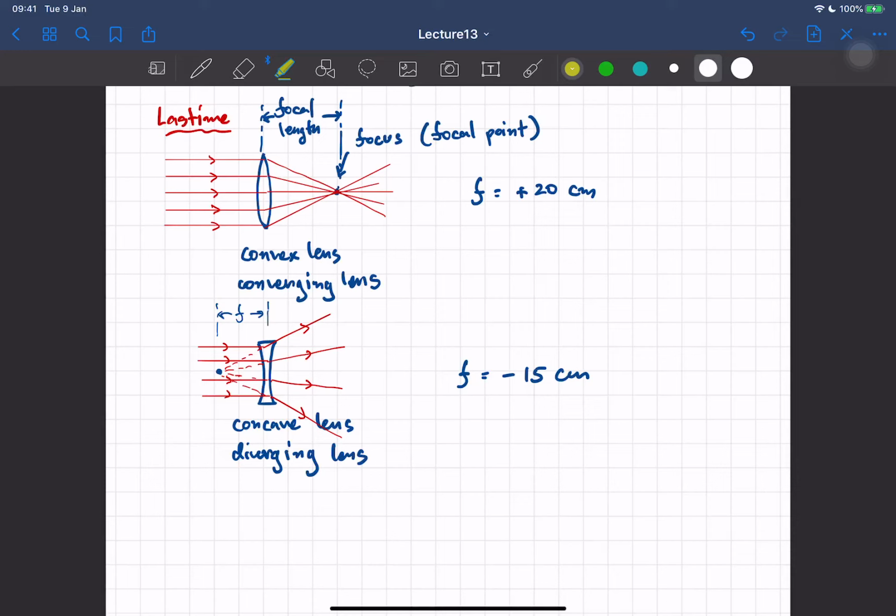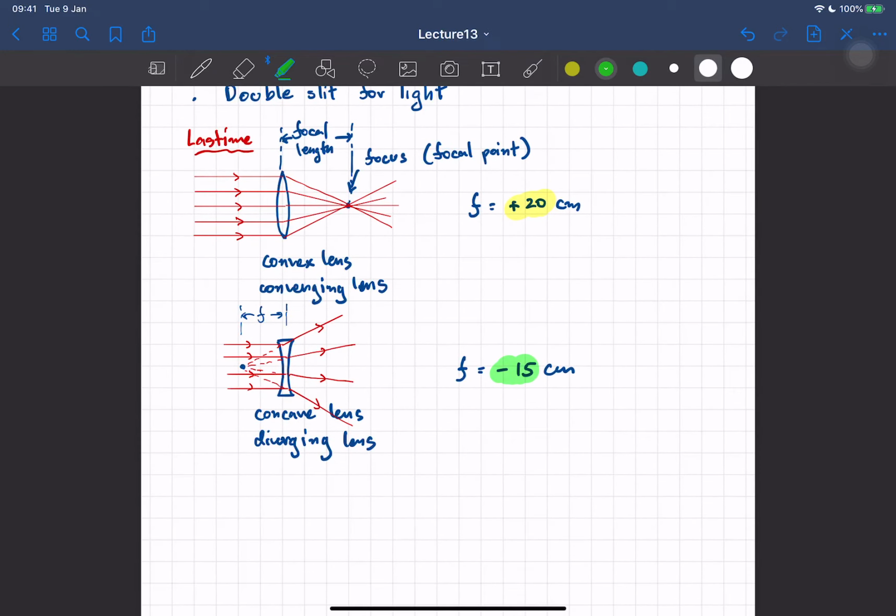So for a thin lens or a simple lens, the focal length alone is enough to say everything you want about the lens, right? If you say that the focal length of the lens is plus 20 centimeters, then you know that it's a convex lens with the focal length of 20 centimeters. If you say that the focal length is minus 15, the minus sign tells you already that the lens we are talking about is a diverging lens or concave lens, and the focal length is 15 centimeters. Okay, so this number, the F number alone is enough to say everything you want about the lens.